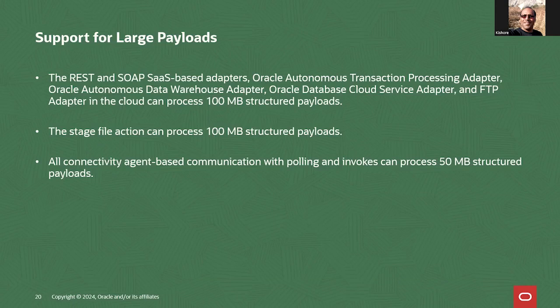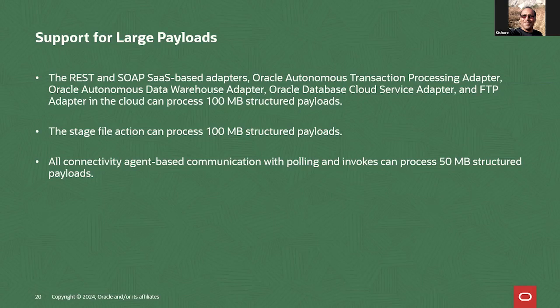We also support the stage file action to process 100 MB structured payloads. Why is this really important? Having stage file process 100 MBs is useful when, for example, you have a large file, and you take the large file and process it in chunks. Processing in chunks is fine when your payload limits are higher. But when your payload limits are smaller, chunking the file or chunking the records doesn't make sense.